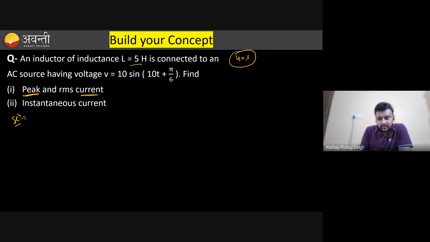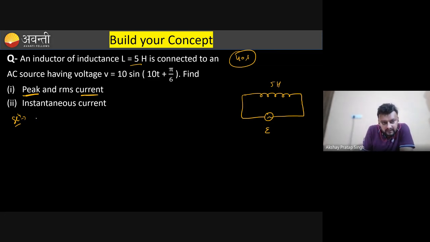Inductor is 5 Henry. First of all, I am just drawing a simple circuit, 5 Henry inductor, and there is an AC source. Some EMF is given here. Now, question says find peak current. What is peak current? I know Ohm's law, I is equals to E by R. In inductive circuit, R is what? XL. And for maximum current I naught, then E naught must be here.